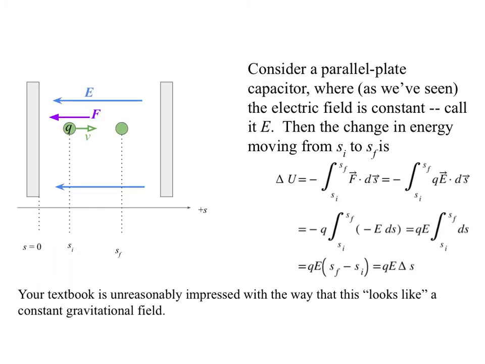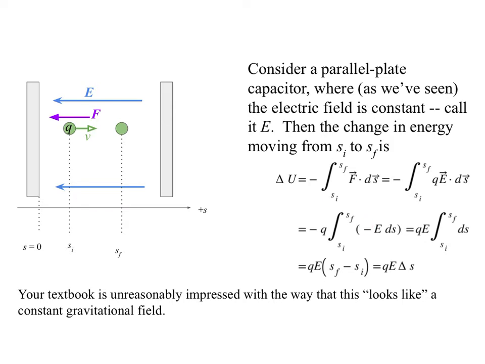Consider a parallel plate capacitor where, as we've seen, the electric field is constant. Let's call it E. Why not? Then the change in energy going from SI to SF, that is delta U, is minus the integral from SI to SF of F dot ds, but F is QE, and E is in the minus x hat direction, whereas the step is ds, and it's in the plus x hat direction. So their dot product is E ds with a minus sign because they're opposed.